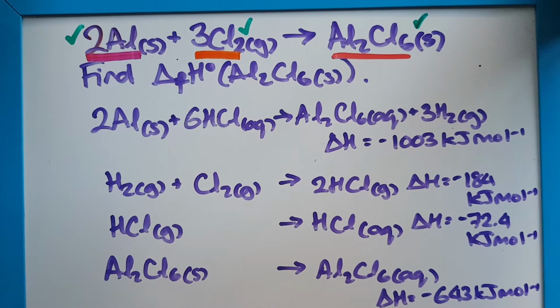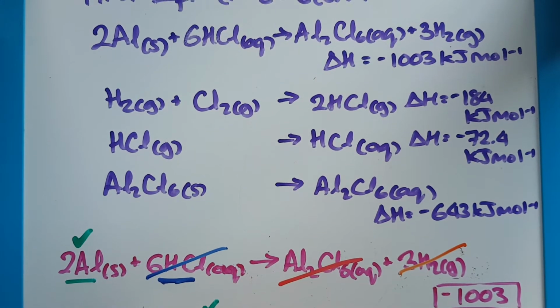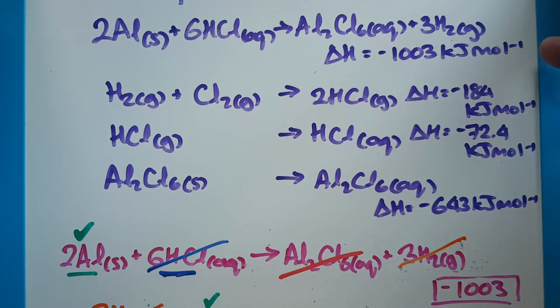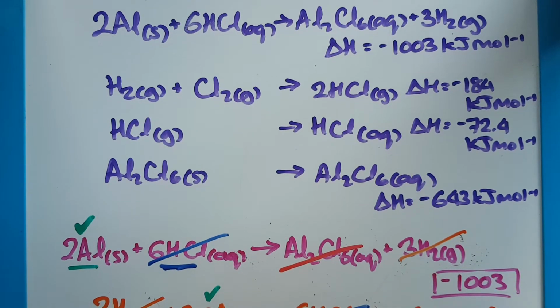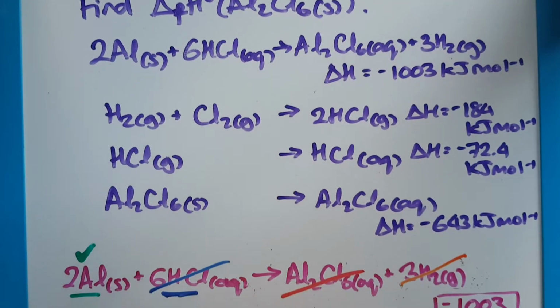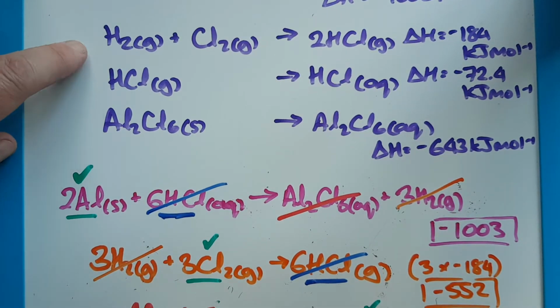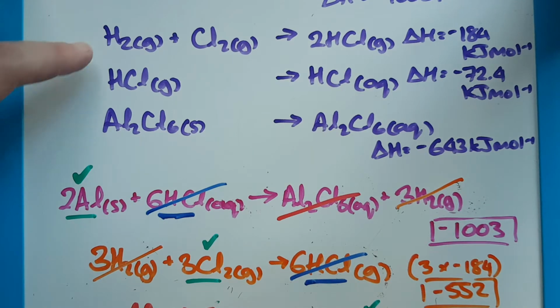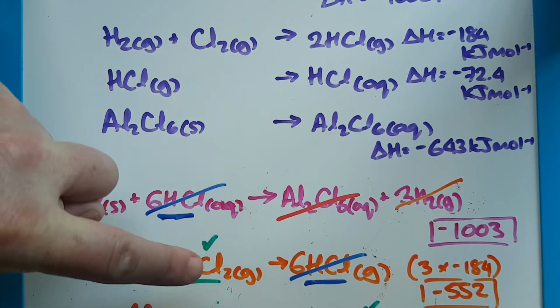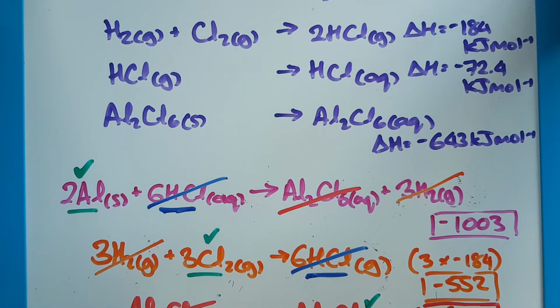So the first thing I did was find an equation that had 2 aluminiums in it, and that's my first one there. There's no need to change its enthalpy for this because I've just used the equation as it is. Next up, I need to put 3 chlorine gases into my equation. So that's my next one. I'm going to take the equation with chlorine in it, this one here, and I'm going to multiply it by 3. So I get 3H2, 3Cl2, and 2 times 3 is 6 HCl's being made. So 3 hydrogens, 3 chlorine molecules, 6 HCl molecules.